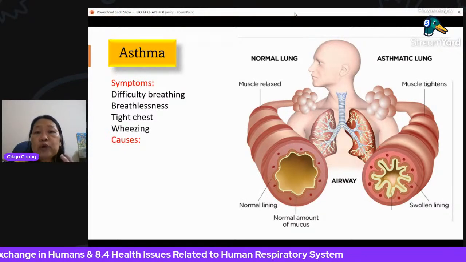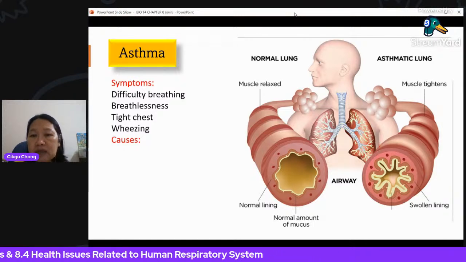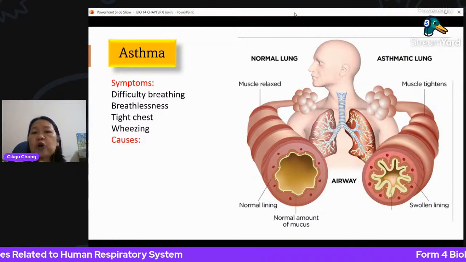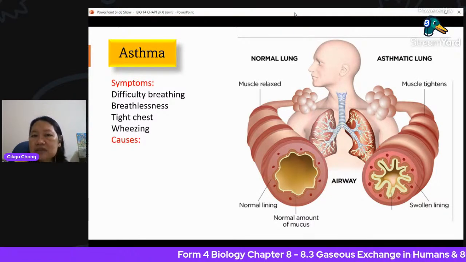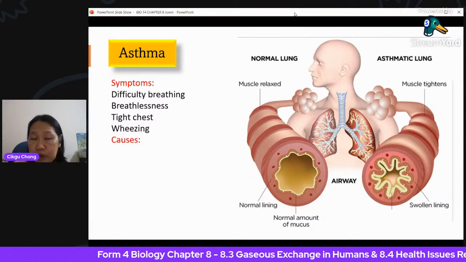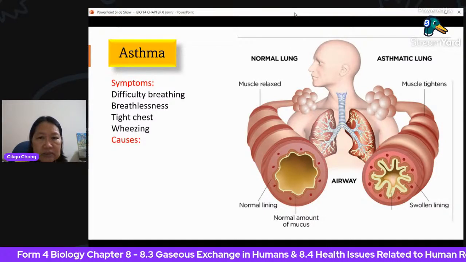Okay, and then wheezing. Wheezing is the sound that you make. Some people, because it goes through your larynx, right? The air brushes through your larynx, so you get sound, that kind of sound when you breathe. Okay, it's called wheezing, noisy breathing.